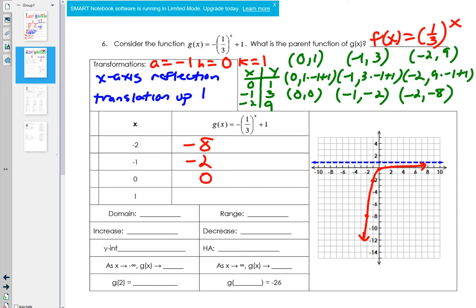Sam, what's my domain? Good. Or you can write all real numbers. It's fine. Oh, why don't you guys put like ARC or something? I don't know what the heck that meant, but can we just either write out all real numbers or just put -infinity, +infinity?